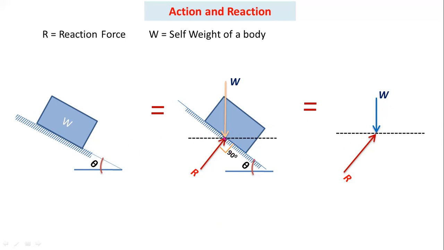From this diagram you can observe a triangle. Here the angle is theta with respect to horizontal, so here also the angle is theta with respect to horizontal.